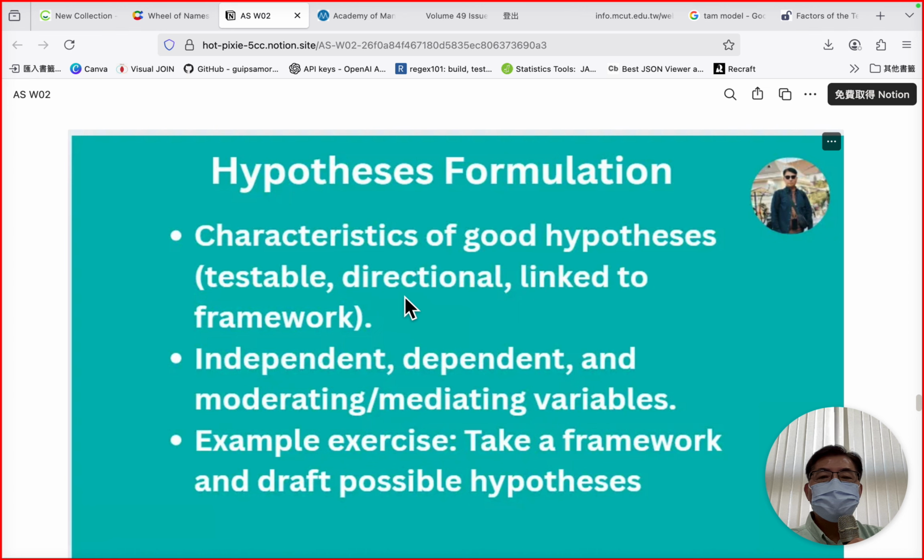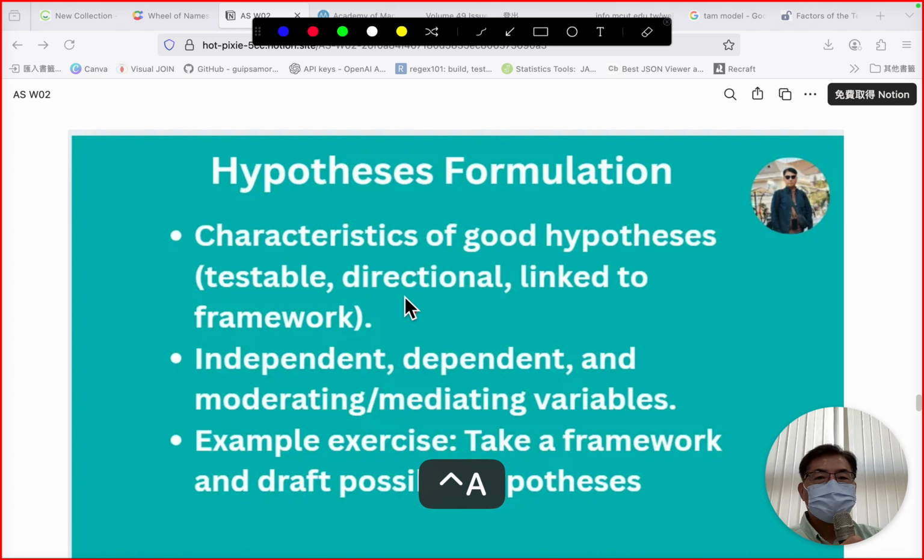The rationale: a hypothesis means positive or negative, right? That's the summary. X to Y could be positive, could be negative. It's directional. Okay? There are independent, dependent, moderating, and mediating variables. So take the framework and draft possible hypotheses.